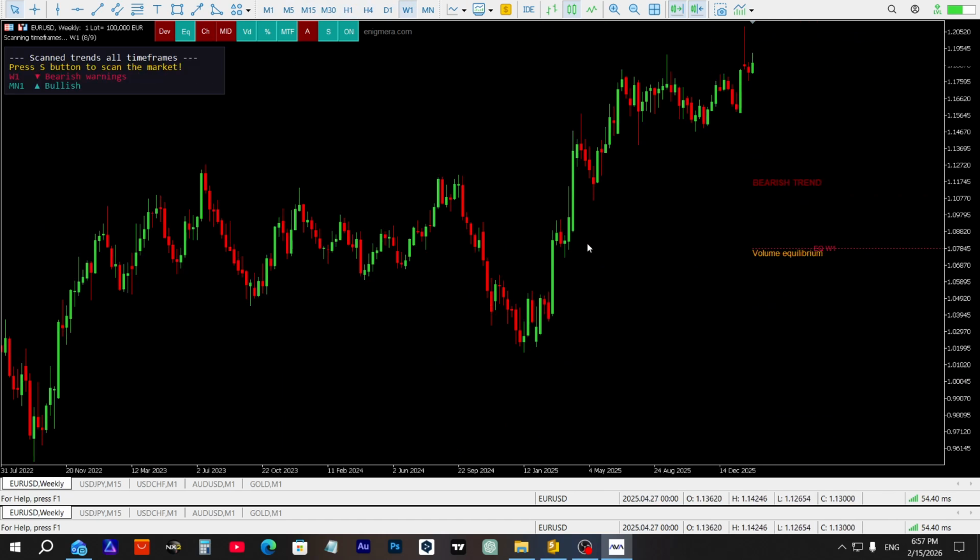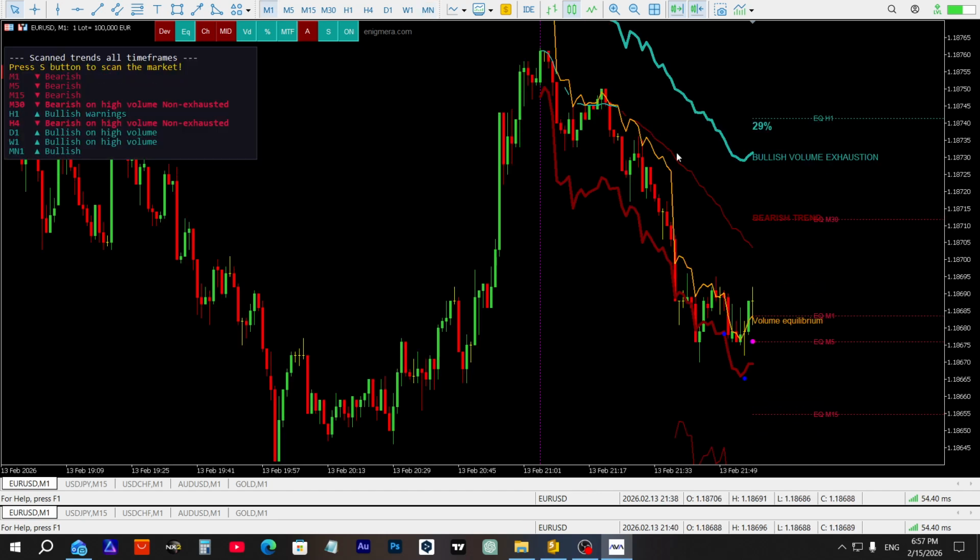to scan all the time frames one by one, and when complete, it will return to 1 minute time frame, showing you everything that the indicator found on the market. Each trend will be visible here on this table. So on 1 minute we got bearish, on 5 minutes we got bearish, on 15 minutes we got bearish, on 30 minutes we got bearish on high volume, which is not exhausted.